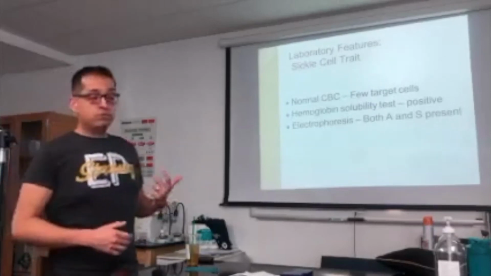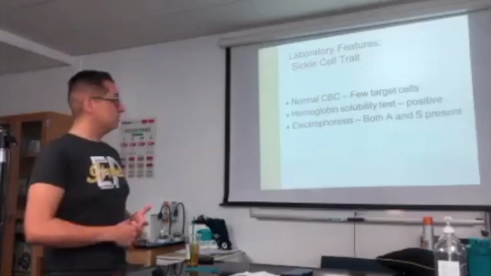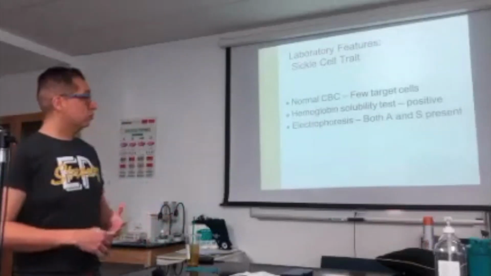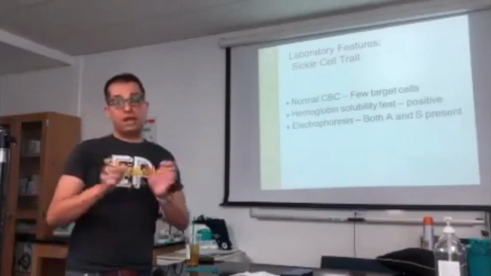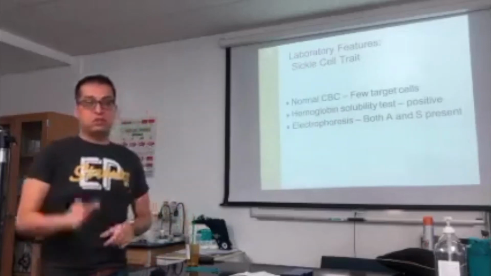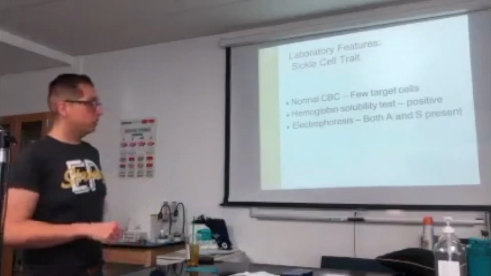As far as laboratory features for patients with sickle cell trait, they usually show a normal CBC with very few target cells. The hemoglobin solubility test is going to show positive, and the electrophoresis is going to show two bands, where we're going to have two populations of hemoglobins, both A and S. Usually the A is going to look almost normal, and then the S band is going to look a little bit thicker.